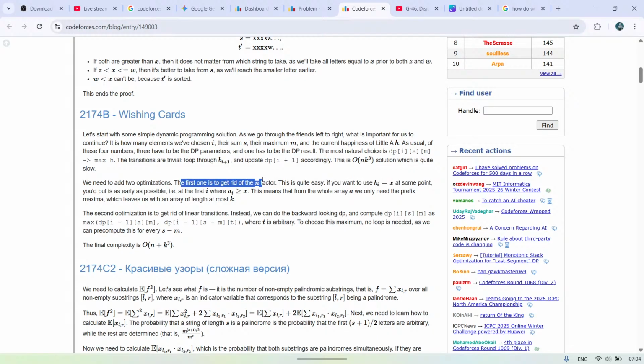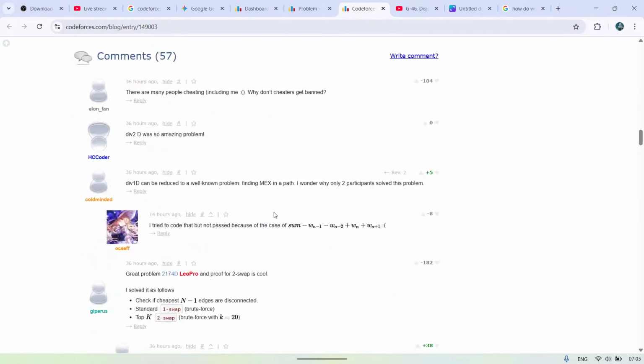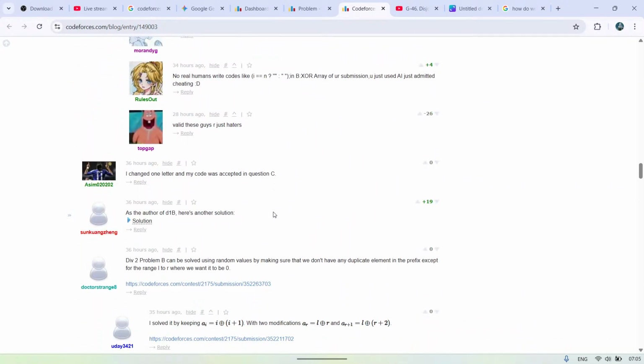So the first one is to get rid of the n factor. There are some comments also I was reading. I changed one letter and my code was accepted in the question. Runoff is another solution.